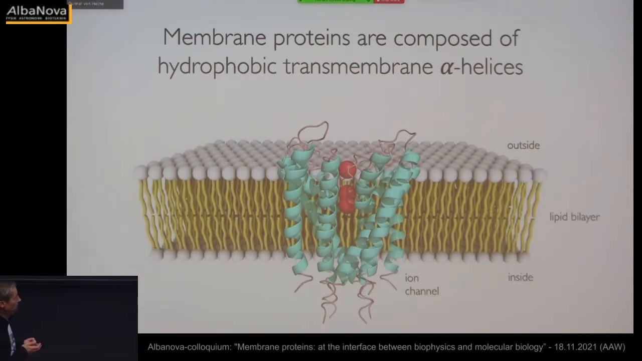This is just to illustrate another type of function that a membrane protein can have. So this is not a water channel, but an ion channel. There is one more subunit in front of us here that's taken away, so we can look into the central channel where, in fact, you see three, in this case, potassium ions.